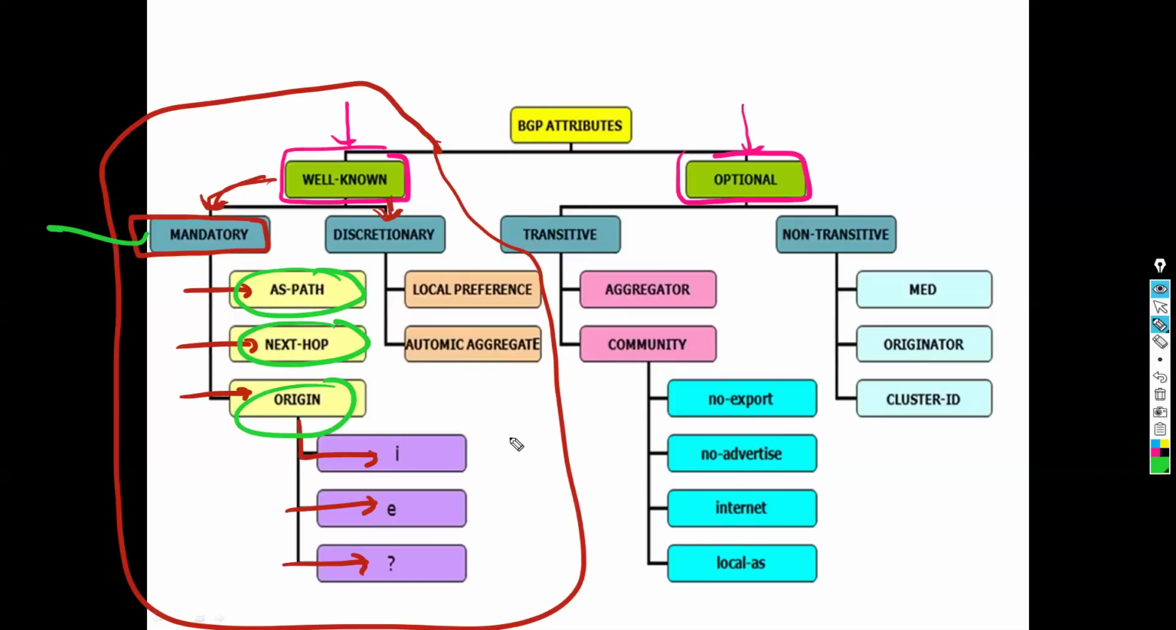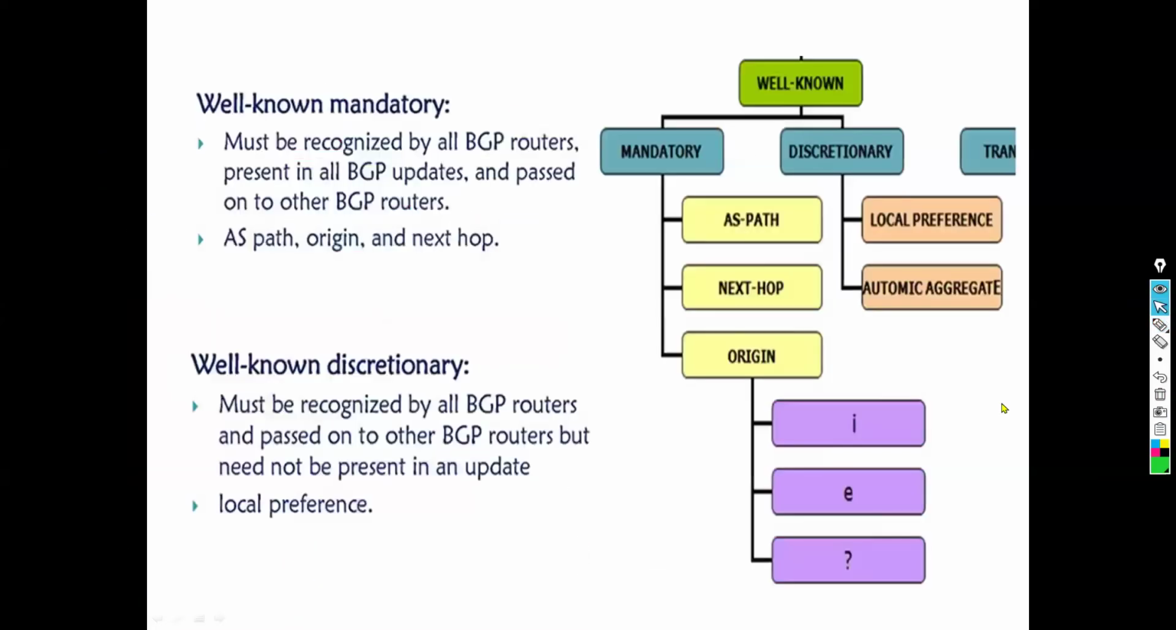Let's talk about mandatory attributes. What are well-known mandatory attributes? They must be recognized by all BGP routers. This type of attribute is present in all BGP updates and passed on to other BGP routers. The attribute names are AS path, origin, and next hop.